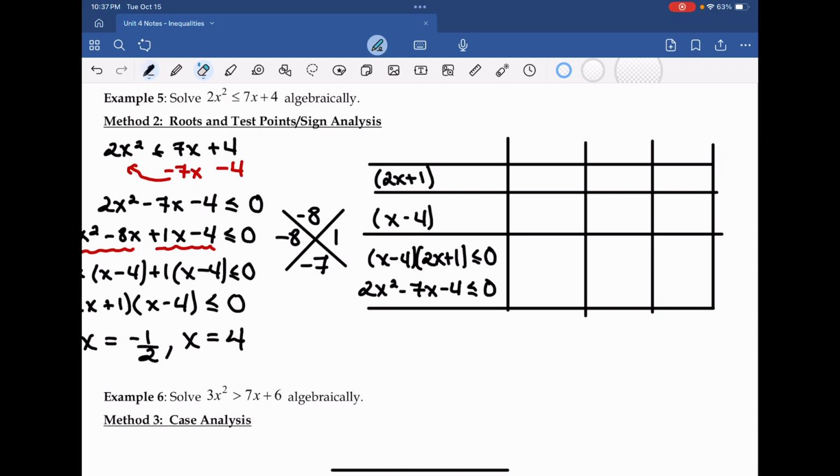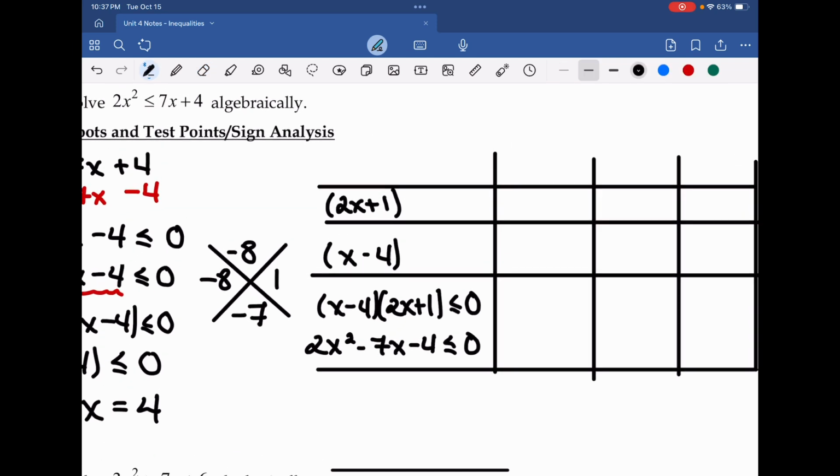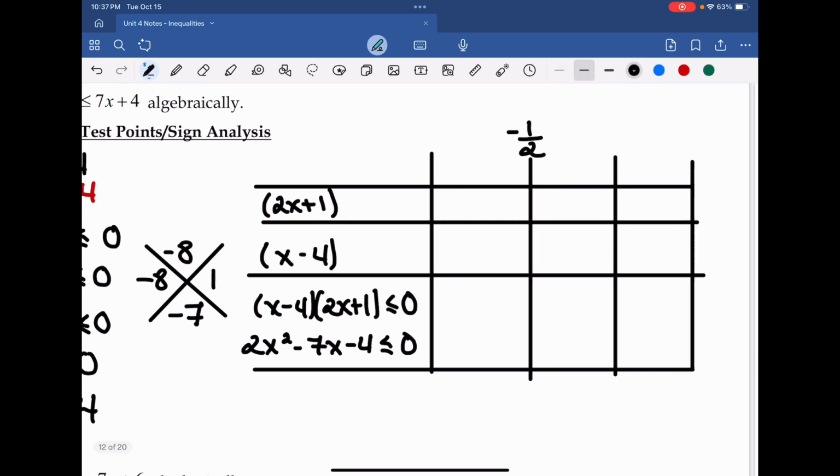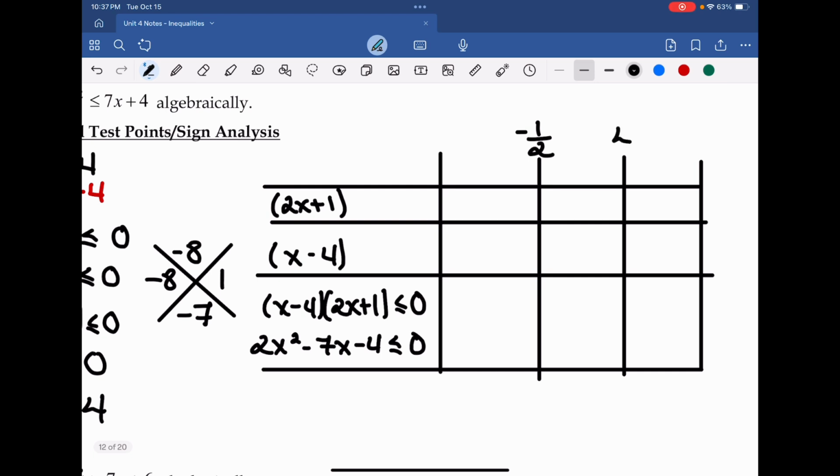Now what we want to do is, on those lines that represent the column lines, we're going to put our x-intercepts. So the first x-intercept was negative 1/2, which I'll put here. Our second x-intercept was at positive 4, so I'll put that here. And now what we want to do is select some values that we can test in these binomials and see if it's less than or equal to 0. So if I want to pick a value that's less than negative 1/2, let's pick negative 1. If I want to pick a value that's between negative 1/2 and 4, we're going to pick 0. And then a value that's greater than 4, let's just pick 5.